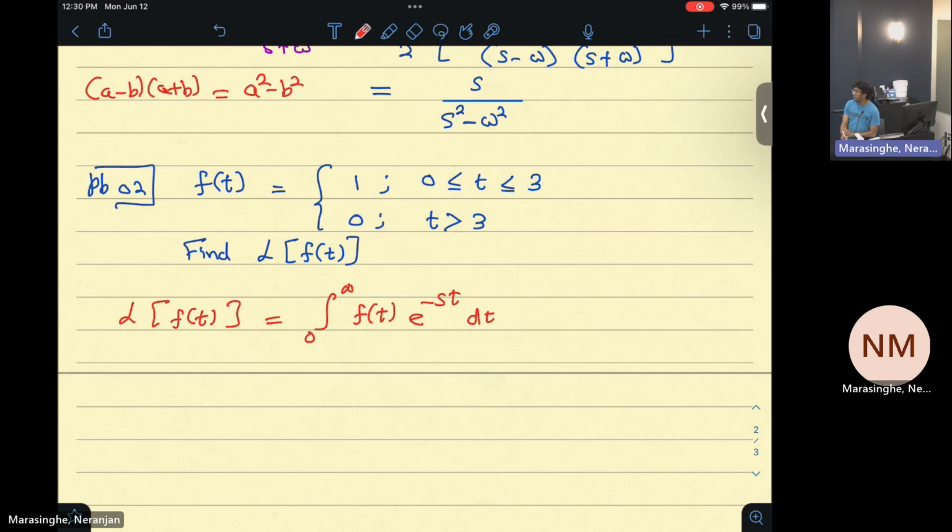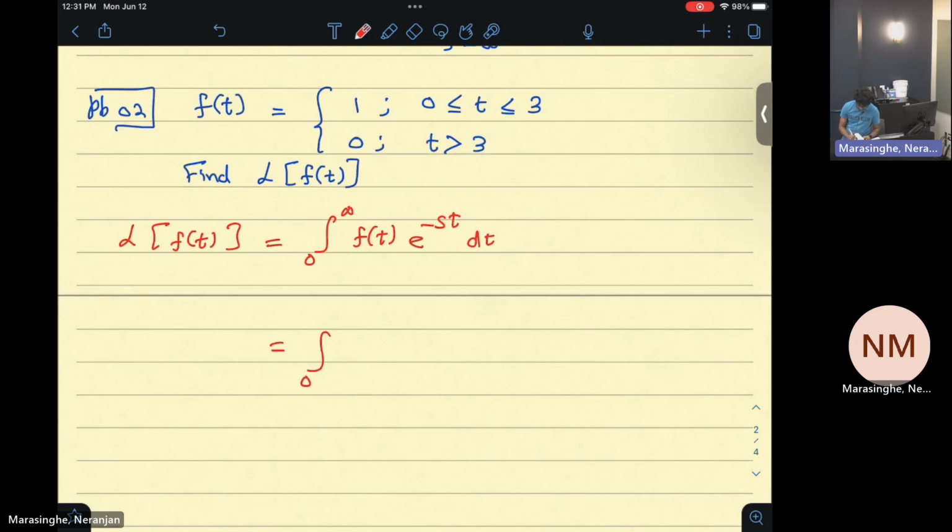Now you can see that in between 0 to 3 the function is 1, and if t is greater than 3 the function is 0. So I would decompose this integral as a summation. I would write it as integral from 0 to 3 of f of t e to the minus st dt plus integral from 3 to infinity of f of t e to the minus st dt. Is that clear? I use the properties of integrals.